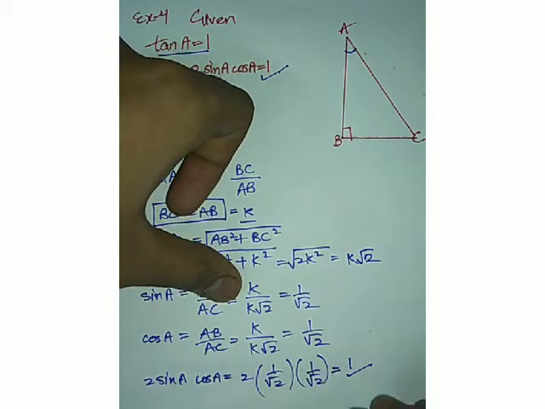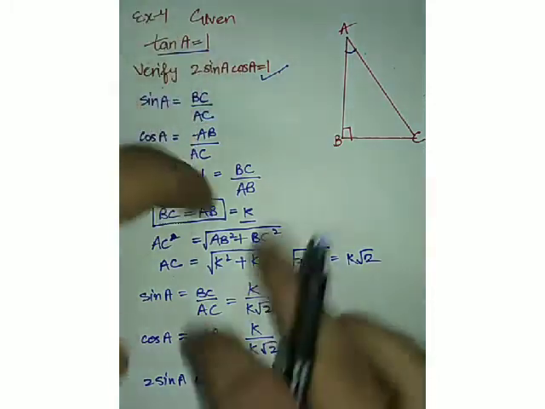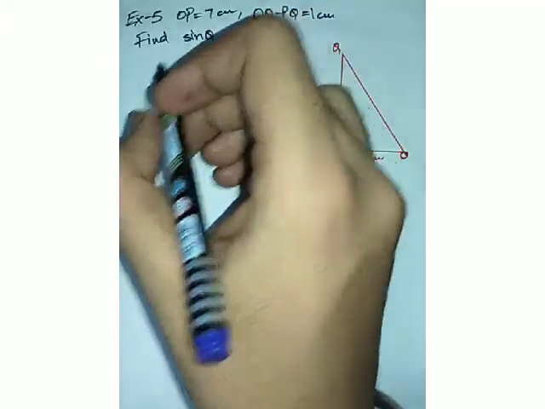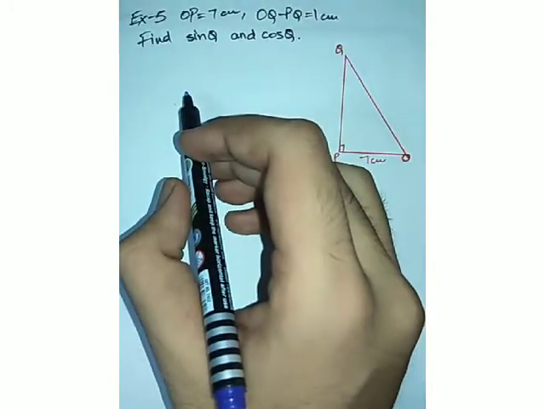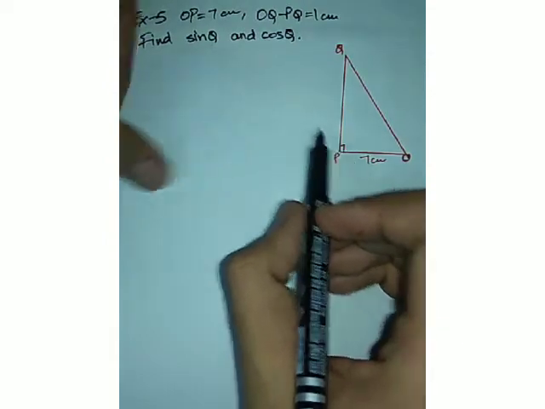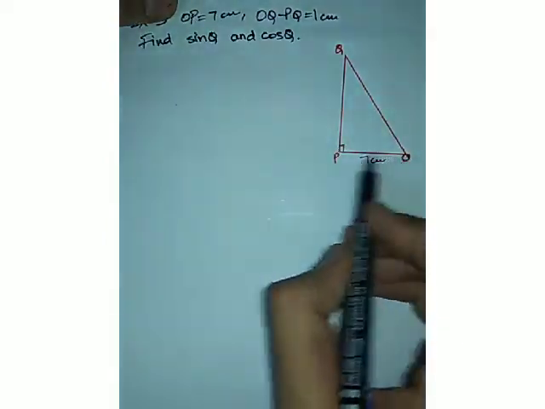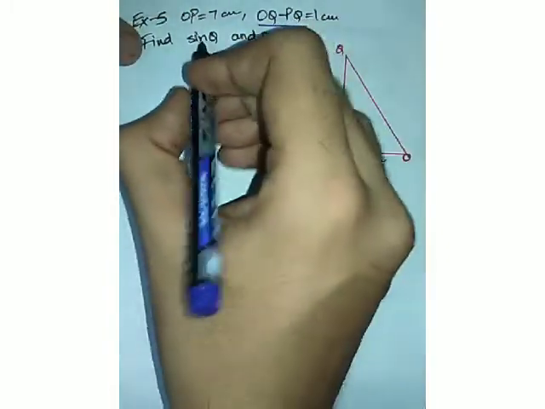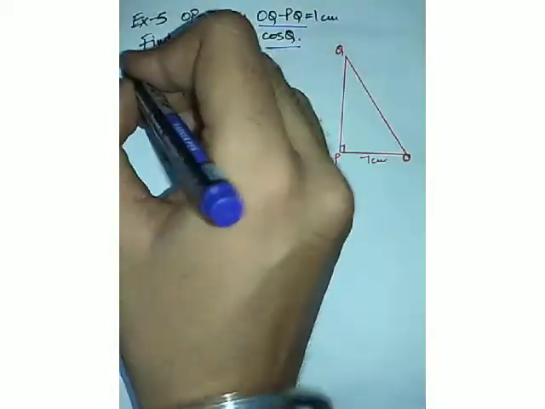All right, it was an easy one. So you just have to use the given things very wisely. So let's move to the next example. In the last example of the first exercise, it's given that in a right angle triangle, which is right angled at P, OP is equal to 7 centimeter, and this is one equation that OQ minus PQ is equal to 1 centimeter. We have to find the value of sine Q and cos Q.